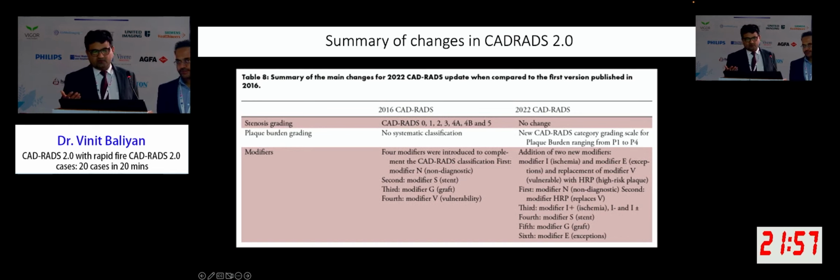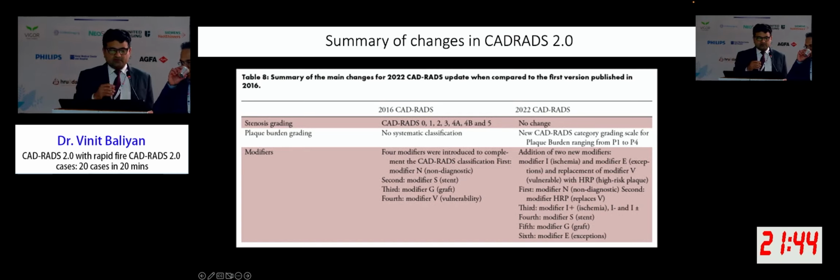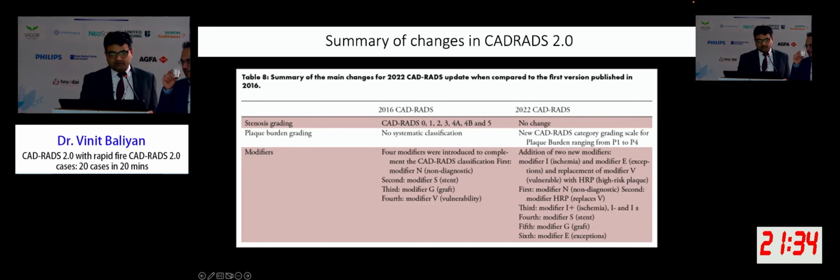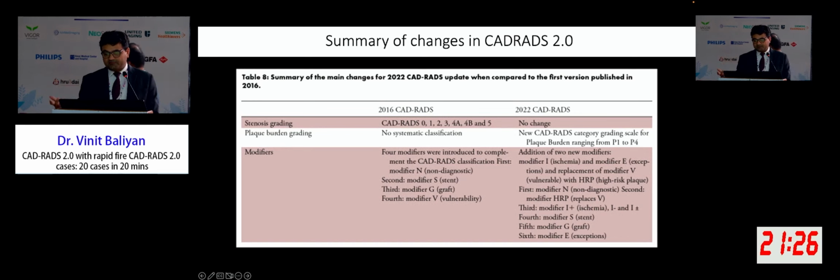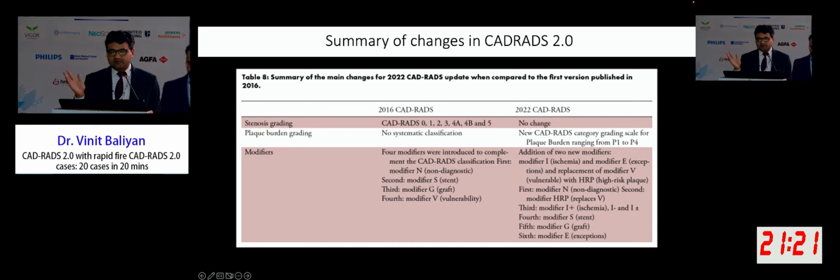And then this is the summary of the changes that happened between 1 and 2. In the new system, the grading system is still the same, 0 to 5, and the percentage thresholds are the same. Then we have plaque burden grading. In the initial version, there was no place for plaque burden grading. Now we do. There are four categories from P1 to P4. There is no 0 here. And then we now have 2 more modifiers. One is ischemia, so CTFFR and perfusion basically. And there is one more for exceptions.